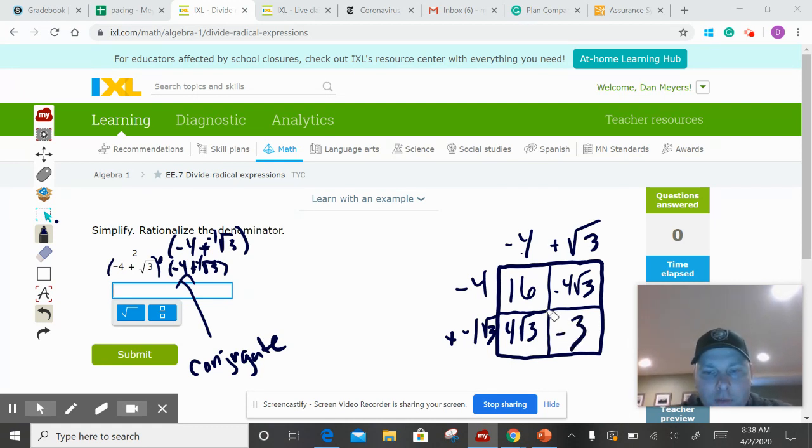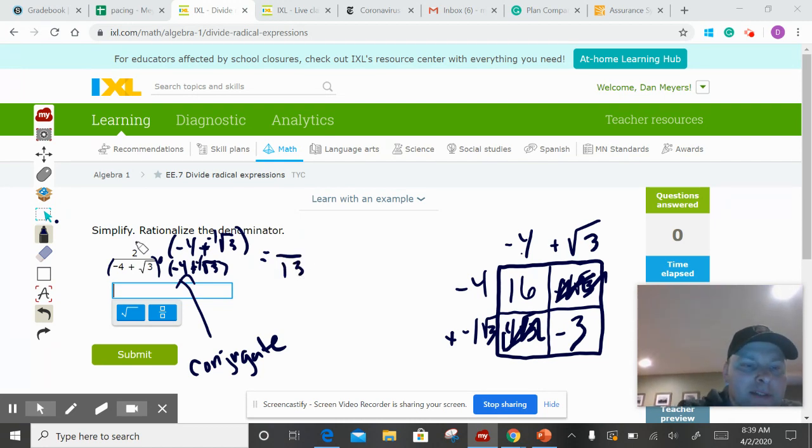Okay, you can see something cool happens here. When we add up these four parts, these are like terms. They're both root 3. So -4 root 3 and positive 4 root 3, they just add up to 0, which cancel each other out, you could say. So we have basically just 16 minus 3, or 16 plus -3, which is 13. So the bottom of this, after we multiply it, is 13.